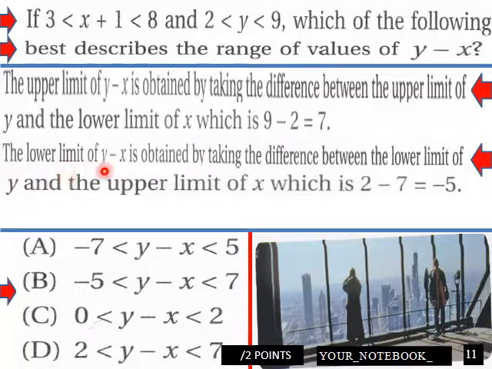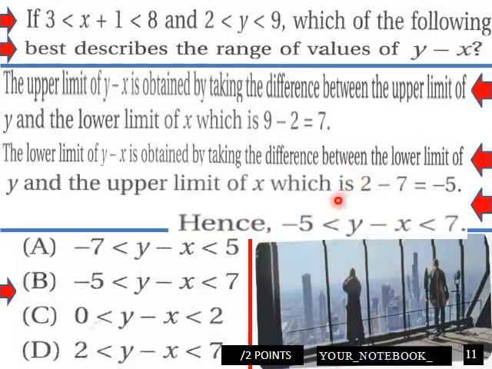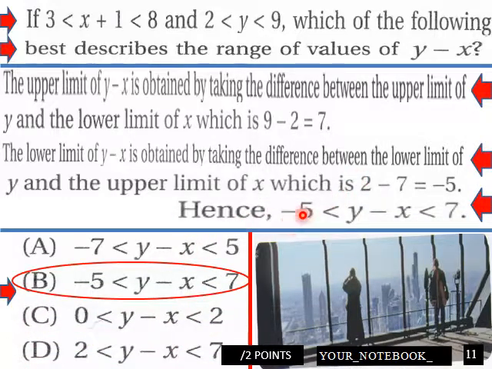The lower limit of y minus x is obtained by taking the difference between the lower limit of y and the upper limit of x, which is 2 minus 7, which is negative 5. Hence, negative 5 is less than y minus x is less than 7. This would be the correct statement that best describes the relationship between these two inequalities.